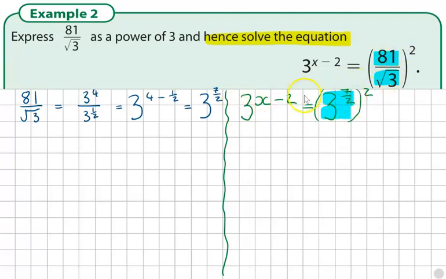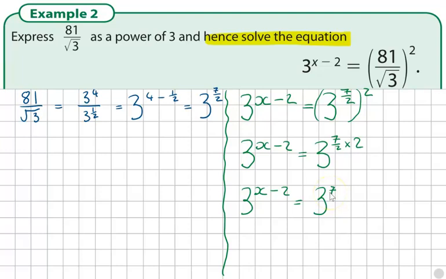Now the left-hand side is staying the same. 3 to the power of x minus 2 is still just 3 to the power of x minus 2. And then I was raising a power to a higher power, so I multiply the powers. I'm going to do 7 over 2 multiplied by 2, which gives me 7. Now my bases match, so I can cancel out the 3s and let the powers equal.